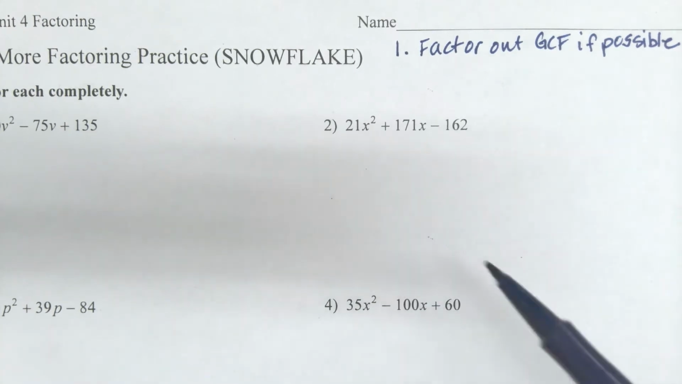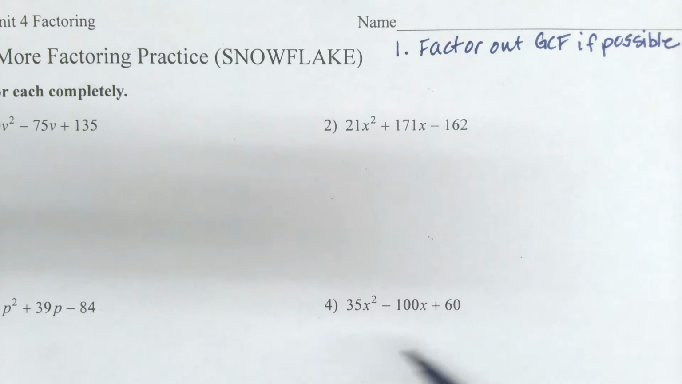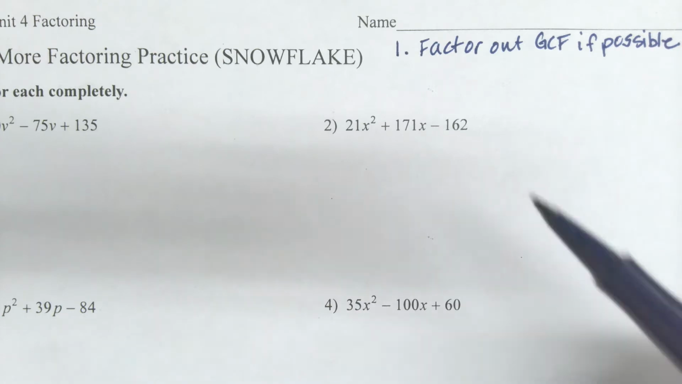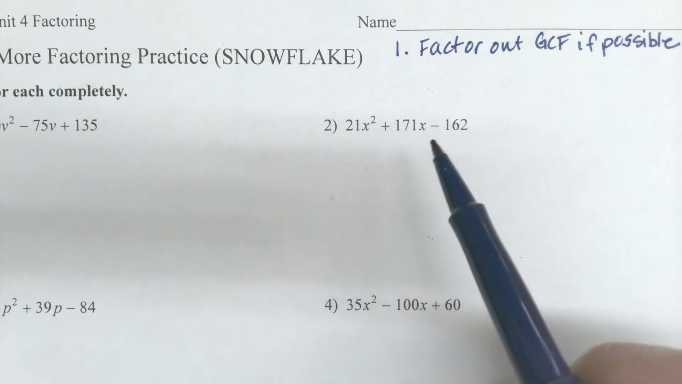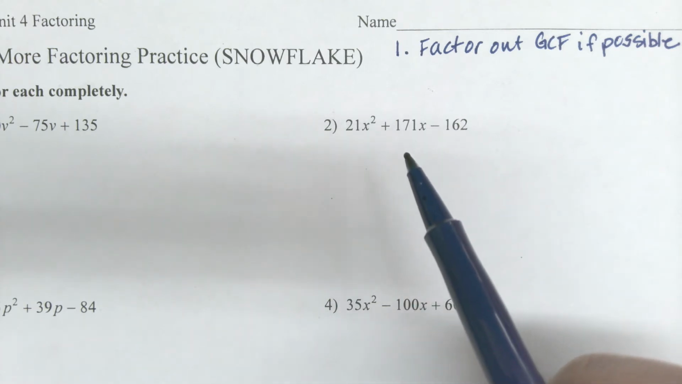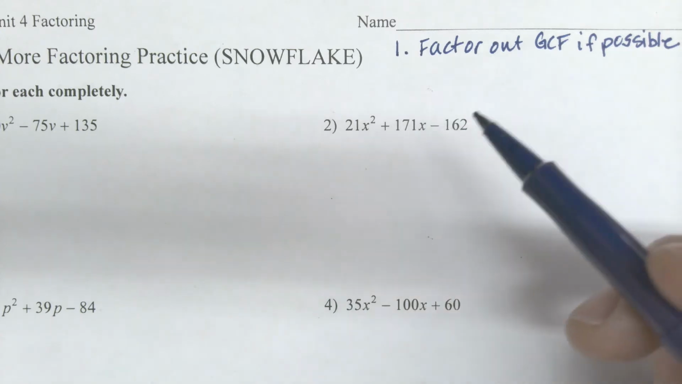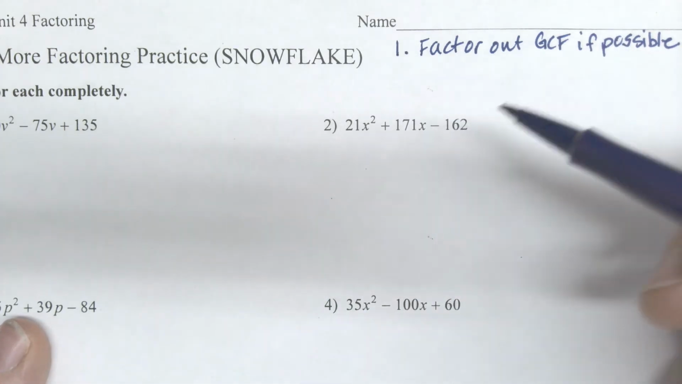Like problem number 4, I can see right away that I can take a 5 out of everything because they end with 5 and 0. This one might take a little thought. I might have to play around with my calculator to see what's going in it. But just know that you're going to have to factor out a GCF out of all of these.